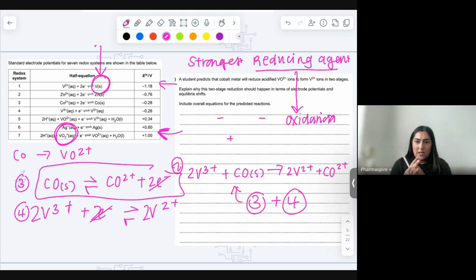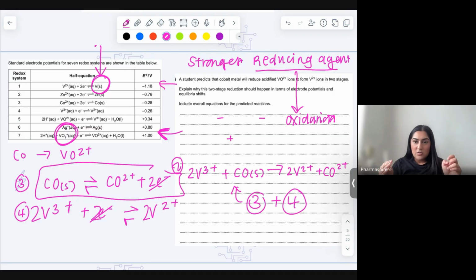Right. Any more? 3 plus 5 to get VO2 and 3 plus 4 to get V2 plus. Yes, Asif, that's it. Anyone else confused? Am I confusing you? I don't want you to get confused.